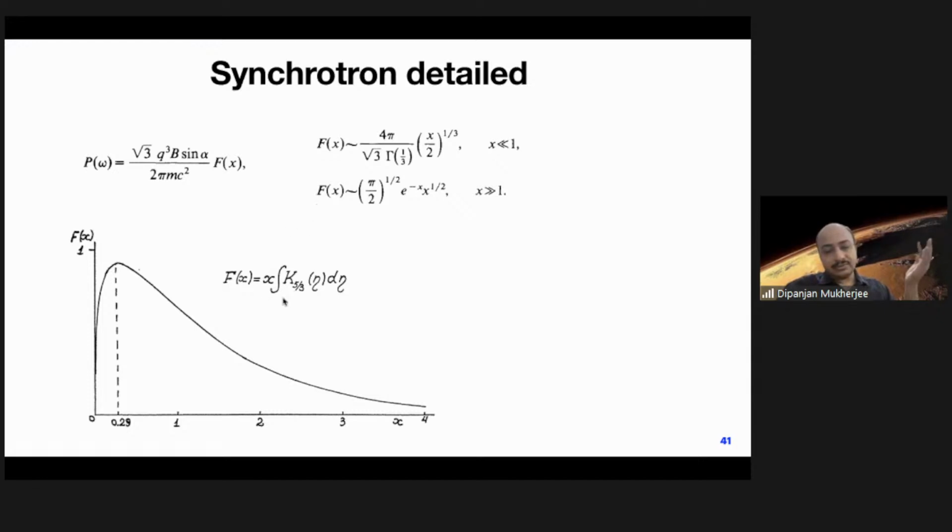X times the integral of the Bessel's function from x to infinity. But what is important for you to notice is this is the expression of the power, the spectrum, and this is the F(x) function. The peak of the F(x) function is at 0.29x, that is, at a frequency that is 0.29 times the critical frequency. Now, this is the expression of power for one single particle. So that particle will be emitting radiation over a wide range of frequencies, but the peak of that frequency would be at the critical frequency.